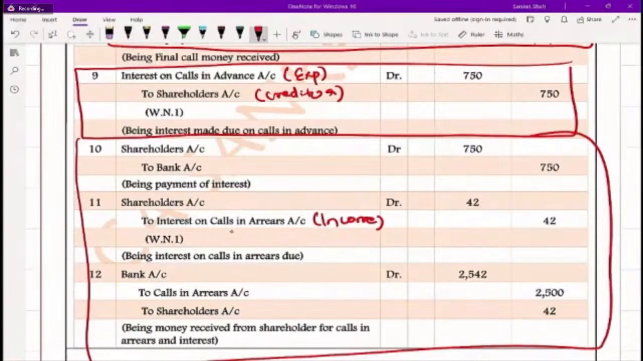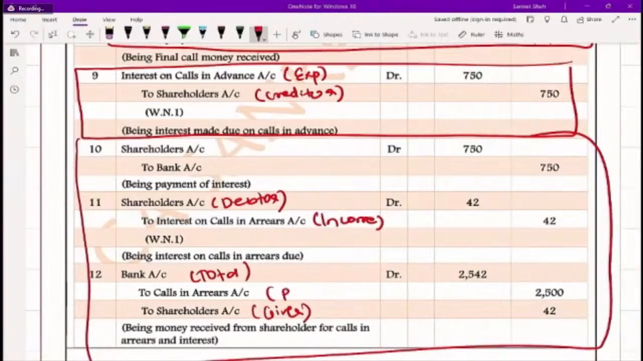Shareholder. Here the shareholder is a debtor, giver, total, paid up part, face value part. Think logically, you will understand these entries. One more time, revise it.